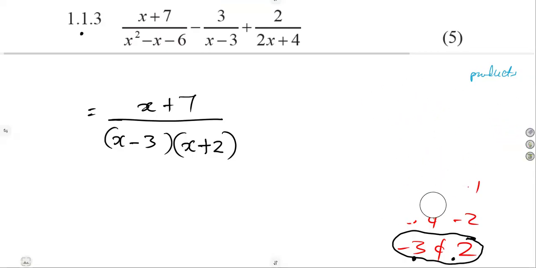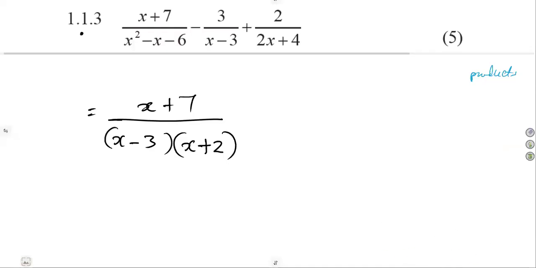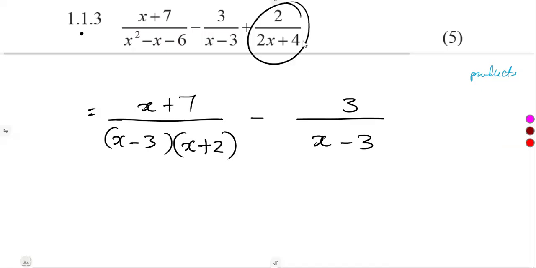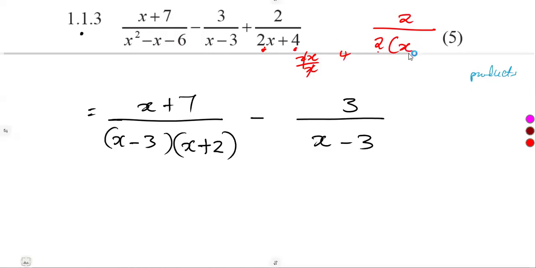As we can see, the x minus 3 is already in simplest form. There's nothing that we are going to factorize or factor out. So that's 3 over x minus 3 as it is. Here there is the 2, plus 2 over 2x plus 4. 2 is common between these two terms, the highest common factor is 2, so I can factor out the 2. 2x divided by 2 will be x, and 4 divided by 2 is a 2.